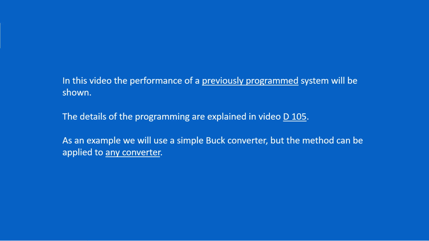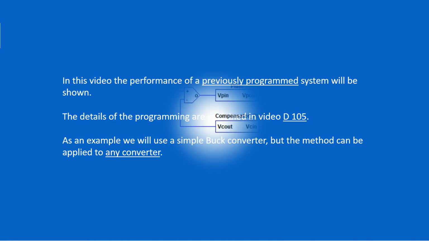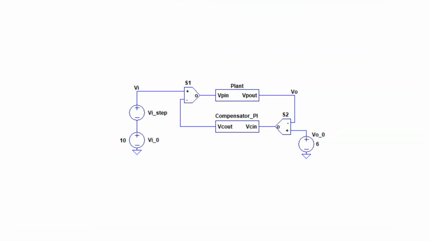As an example, we will use a simple buck converter, but the method can be applied to any converter. This is a buck converter which is fed back with a proportional integral, PI, type compensator, which converts 10 DC volts into 6 DC volts. All the components used, specifically the operational amplifiers, are ideal, so its purpose is exclusively educational. At the end of the video, the proportional integral compensator will be replaced by a proportional integral derivative one.